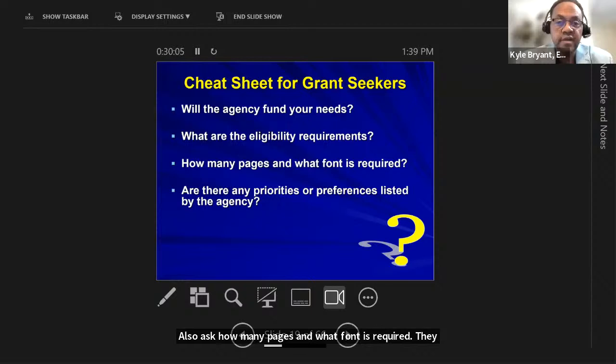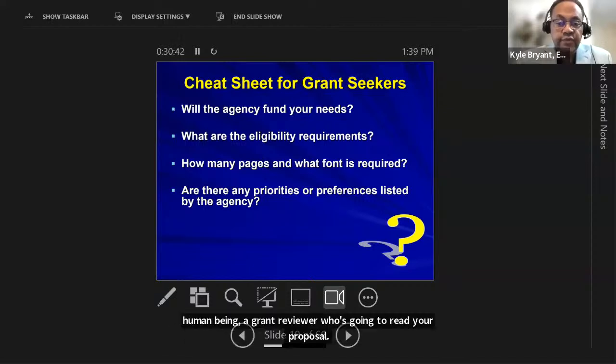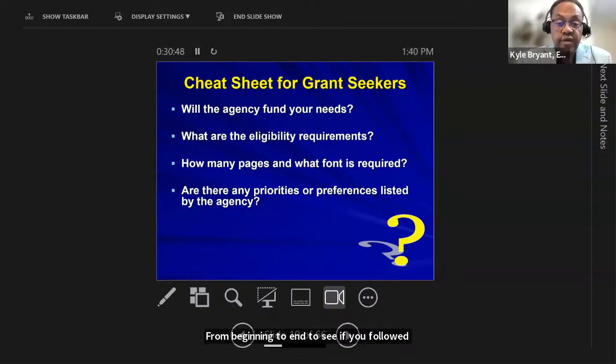Also ask how many pages and what font is required. They are very specific in these solicitations saying that, your proposal should not be more than 20 pages. And it should be in Times New Roman size 12 font. The reason for that is just basically to see if you can follow basic instructions. And so if you can do that, then it's easier for the reviewer. Each grant that is applied to from some community-based organization is reviewed by another human being, a grant reviewer, who's going to read your proposal from beginning to end to see if you followed instructions and then to see what your proposal says in it to see if it's worthy of being funded.